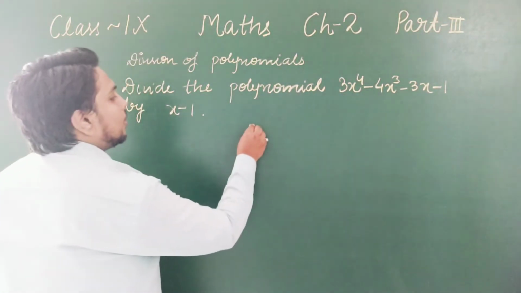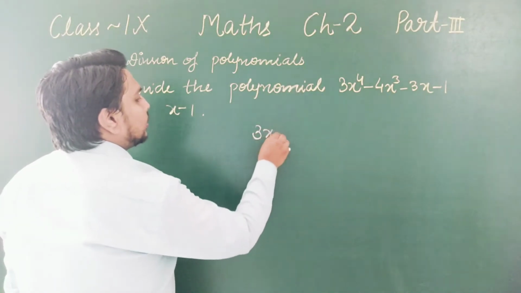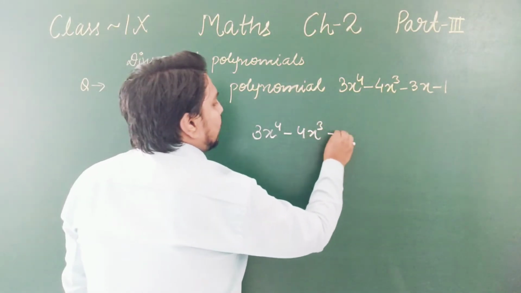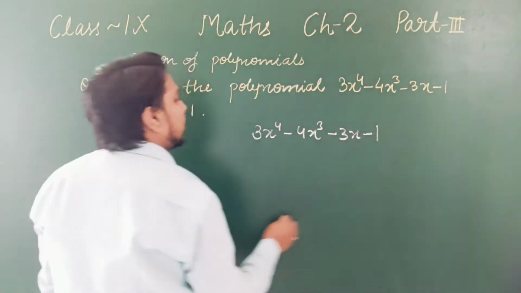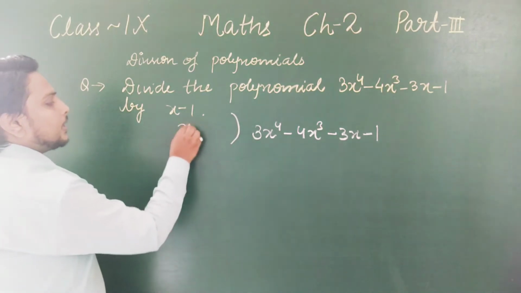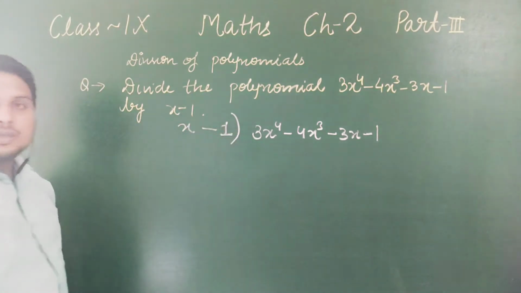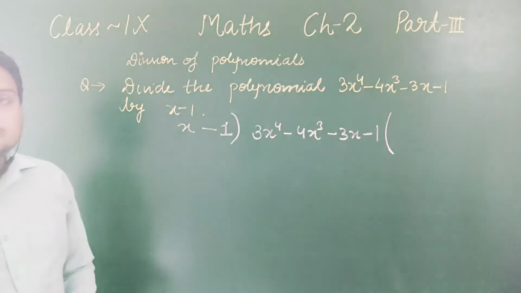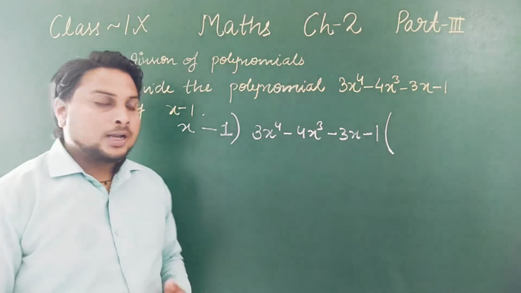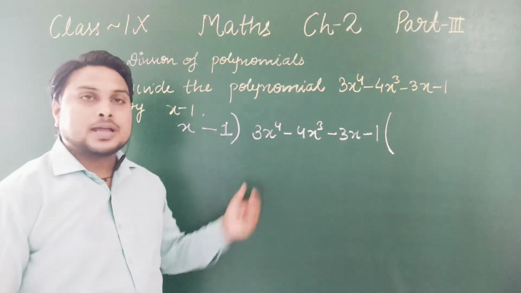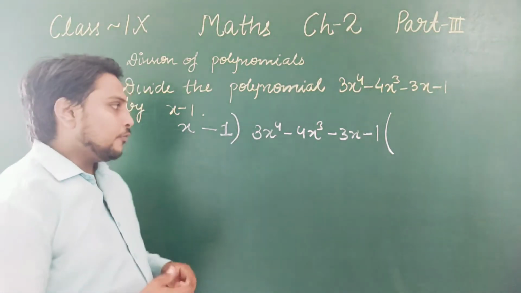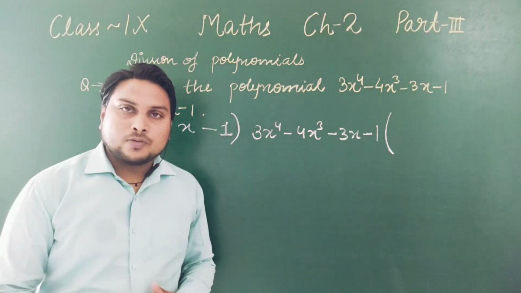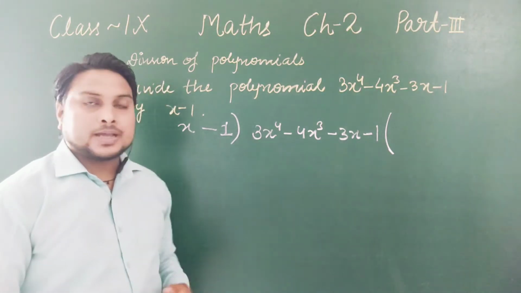So the polynomial which is to be divided is 3x to the power 4 minus 4x cube minus 3x minus 1, and it should be divided by x minus 1. So how we will do the division? Let us see. Our first objective should be to make the first term and first term equal. Whatever the number we have to multiply, we will multiply.